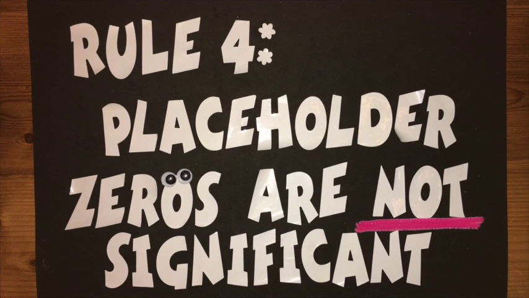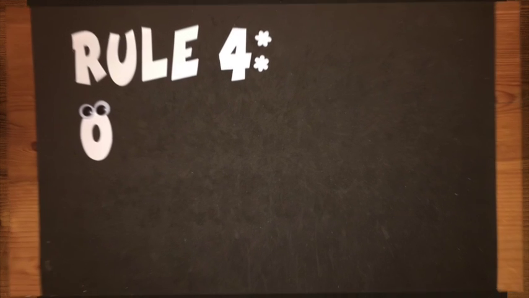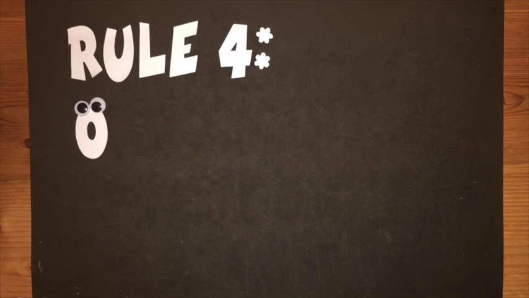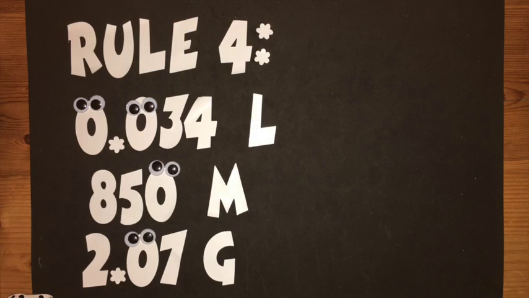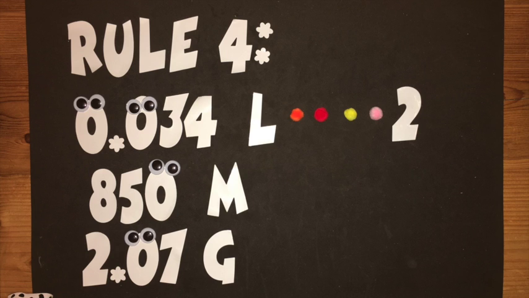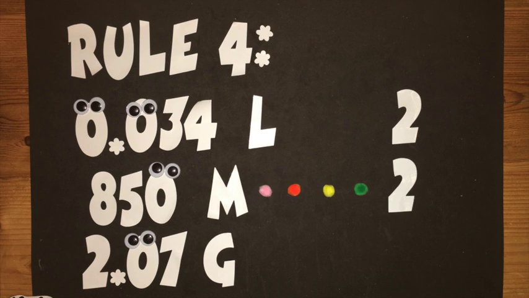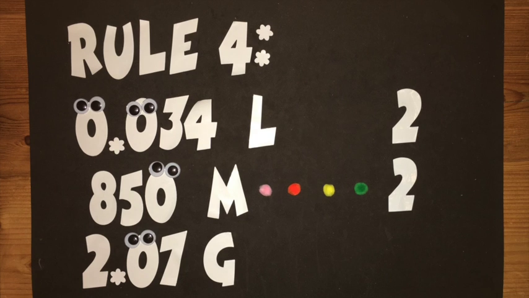Rule 4. Placeholder zeros are not significant. Placeholder zeros are removed when we write in scientific notation. In our first example, both leading zeros are not significant because they are placeholders. Therefore, there are only 2 Sig Figs. In our second example, there are also only 2 Sig Figs. This is because the 0 in 850 meters is simply a placeholder zero.